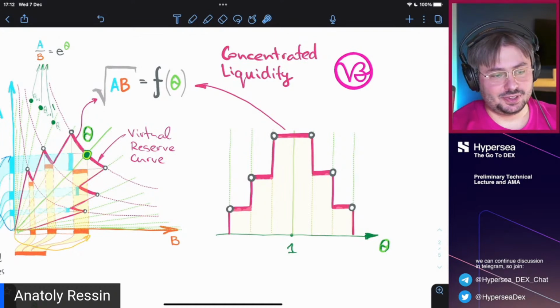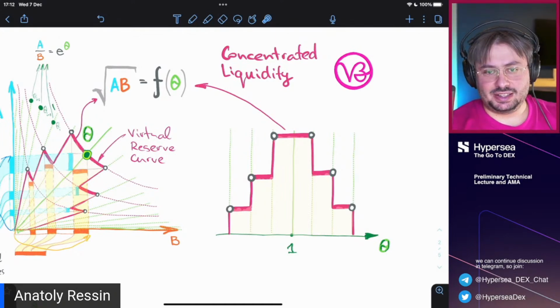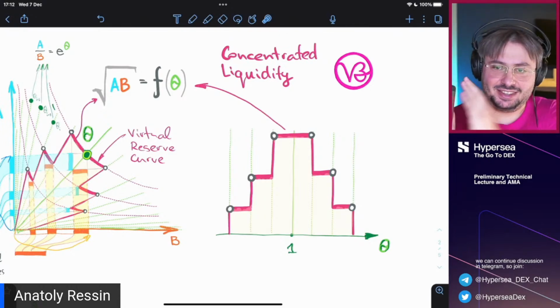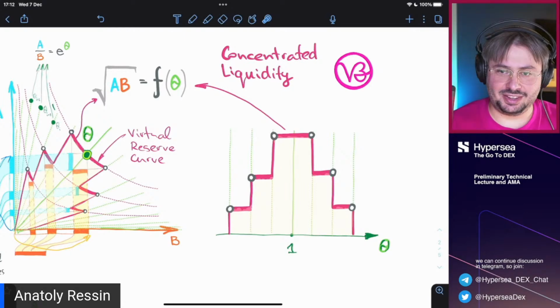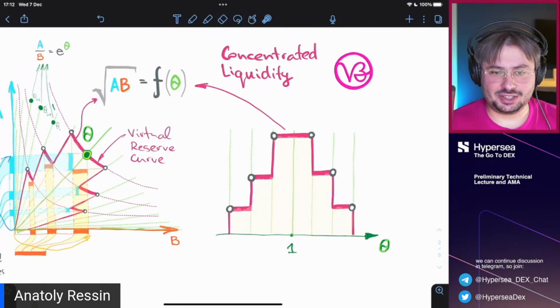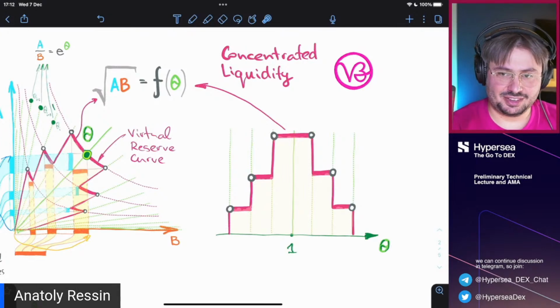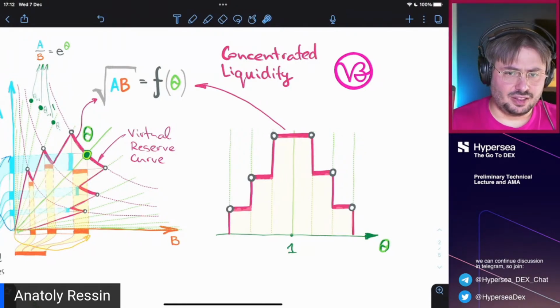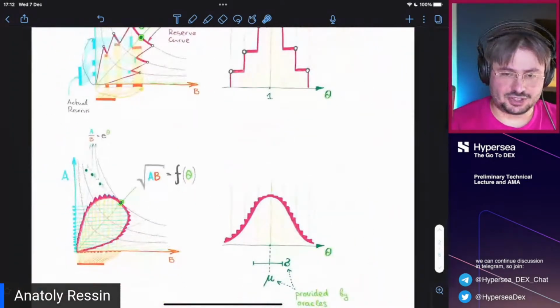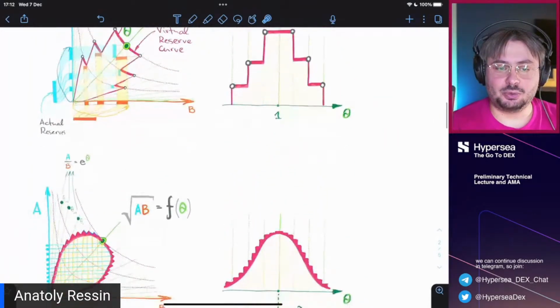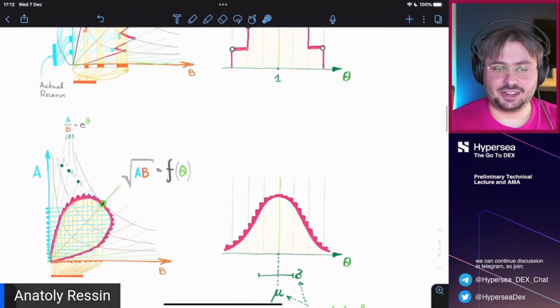Mathematically, it is called a piecewise constant function. So it is formed from pieces, and each piece is constant. But we generalized this liquidity distribution to arbitrary functions. So you can really draw any function how you want to distribute your liquidity.